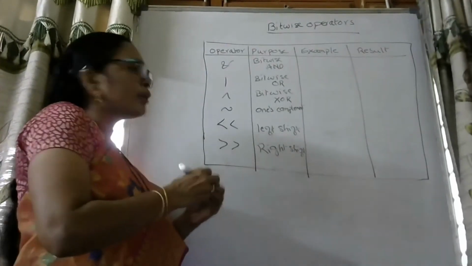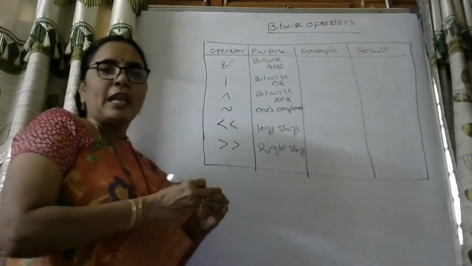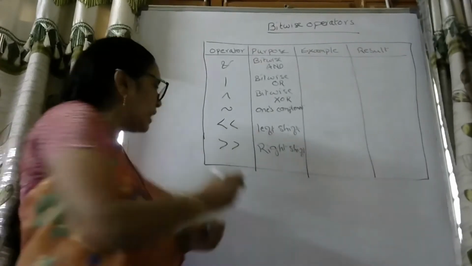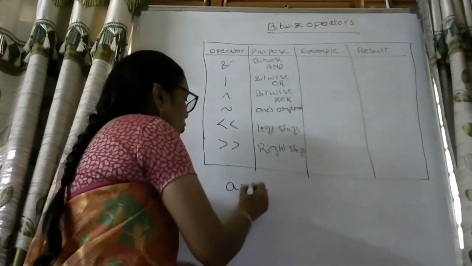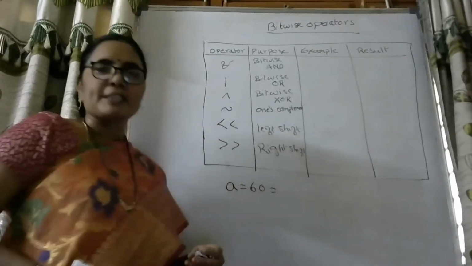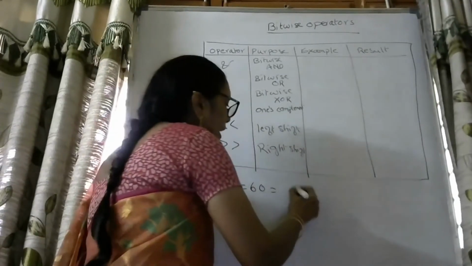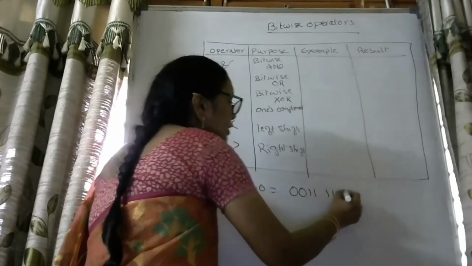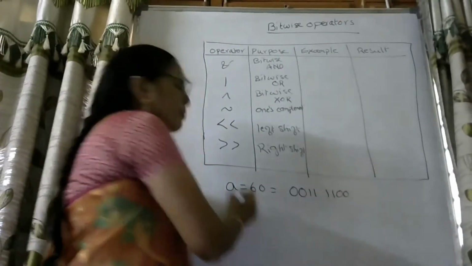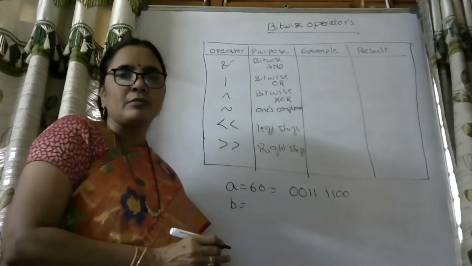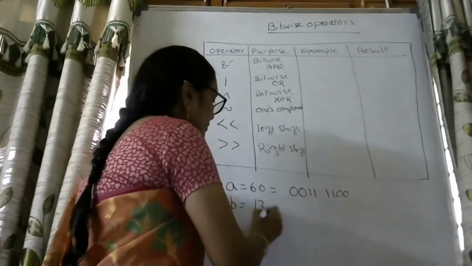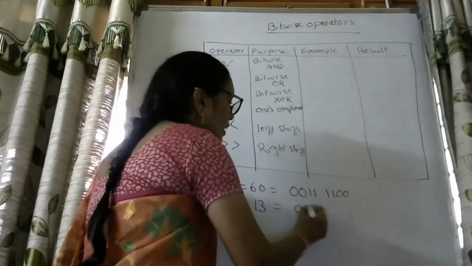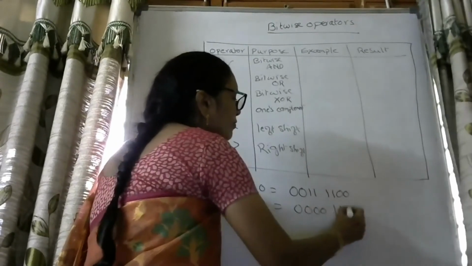In order to explain, let me take the value of A is equal to 60. When it is represented as an 8-bit binary number, it is 00111100, and the value of B is 30, whose value will be equal to 00001101.